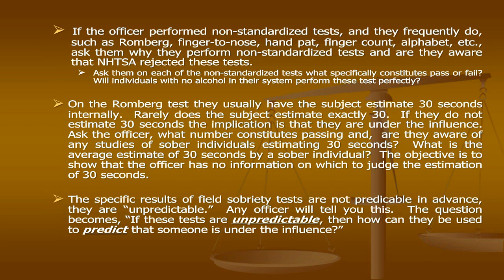All right. The specific results of field sobriety tests are not predictable in advance. They are unpredictable. You can ask any officer if they can predict how a person will perform on field sobriety tests prior to them performing the test. They will say they don't know. It's unpredictable. How do you use something that is unpredictable to predict that somebody is under the influence?